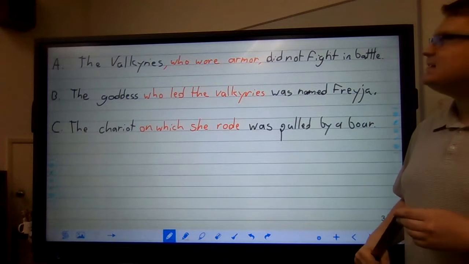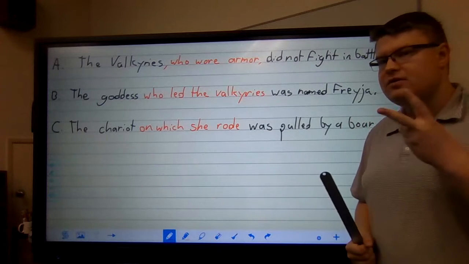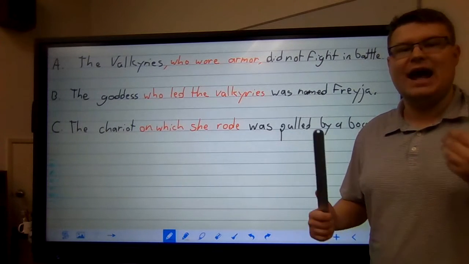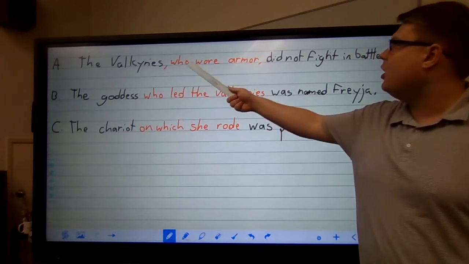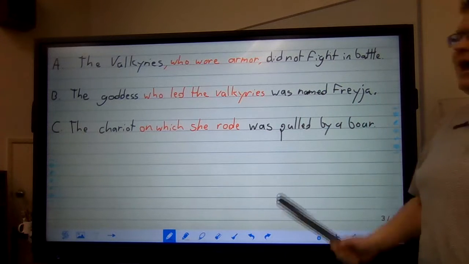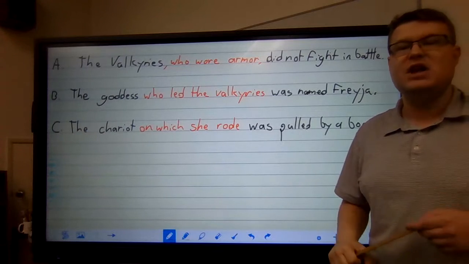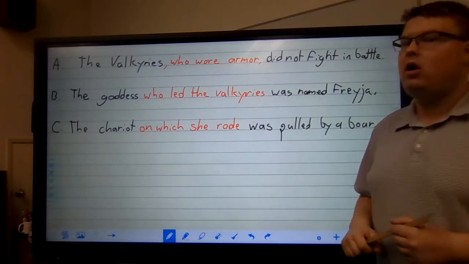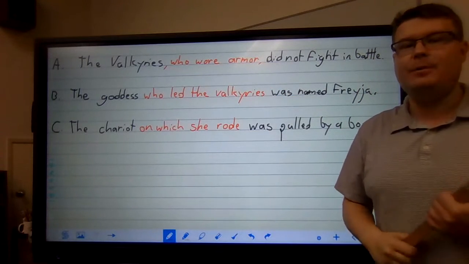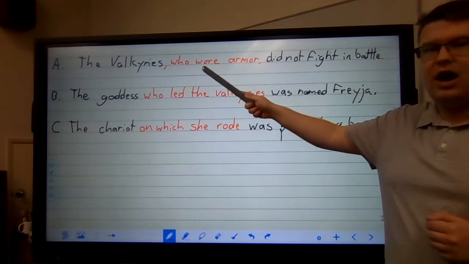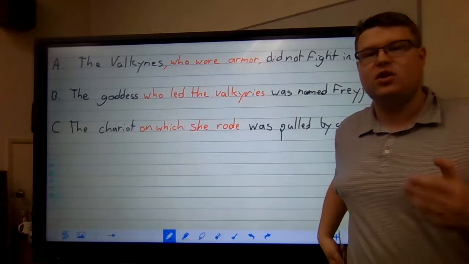Hopefully you said that this is a non-restrictive clause. Well, how did you figure that out? Hopefully you used the two methods that I told you about in the non-restrictive clause section. If you look, the Valkyries, comma, who wore armor, comma, did not fight in battle. Because you see those commas in front and behind the adjective clause, you know it is non-restrictive. Also, Valkyries is a proper noun. Because we have a proper noun coming before the adjective clause, who wore armor, you know that this is a non-restrictive clause.